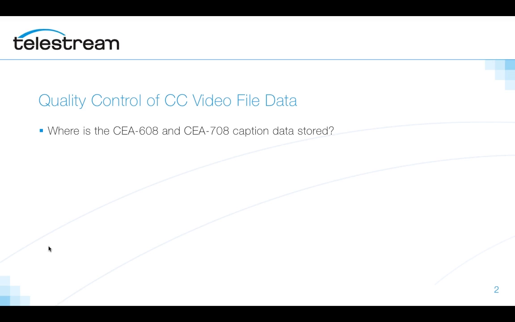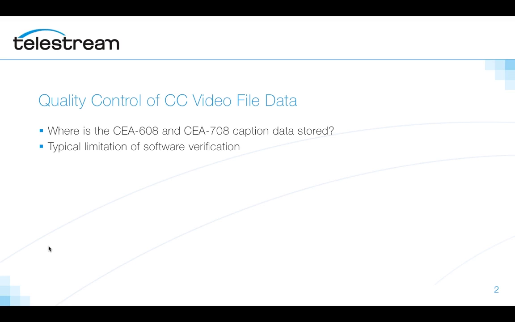Let's take a look at some of the topics we're going to cover today. The first one is, where is the CEA 608 and 708 caption data stored? These are the two protocols that are used in the industry in Canada, the US, and Mexico. We need to understand where these are stored in the file formats, and we'll take a look at that in a second.